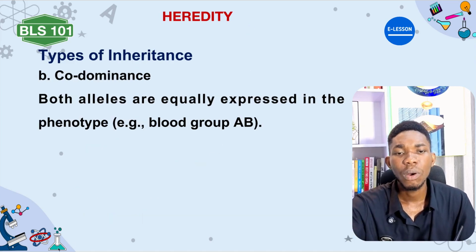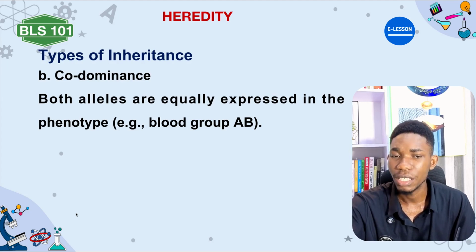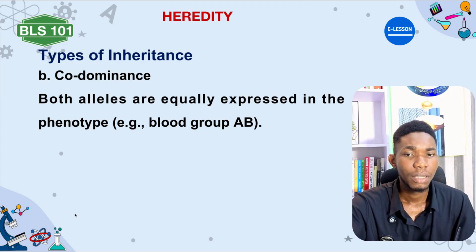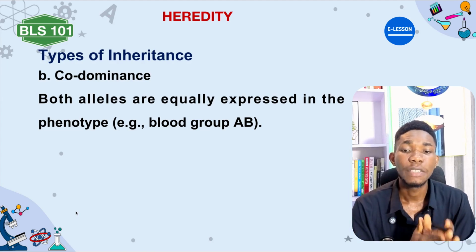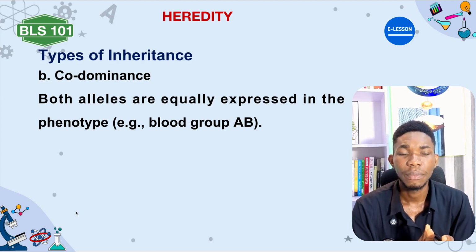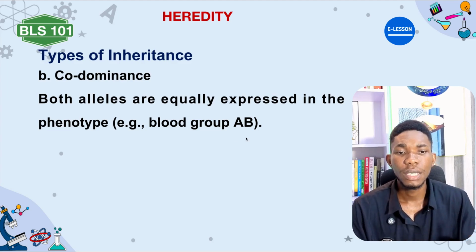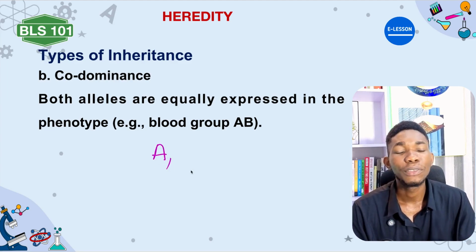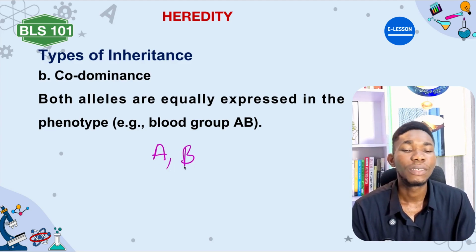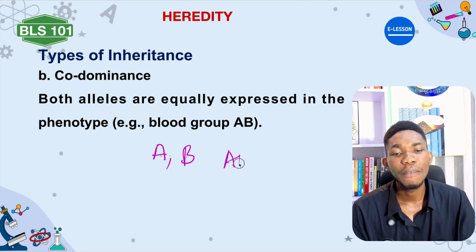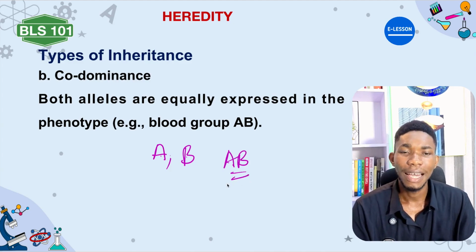Exactly. Now, there's what we call codominant. In codominance, both alleles are equally expressed in the phenotype, e.g., blood group AB. Both alleles are equally expressed in the phenotype. That is, you see them. For instance, A is a blood group, B is a blood group. But in a situation where A and B combine, then you are having what? AB. Are you getting it?